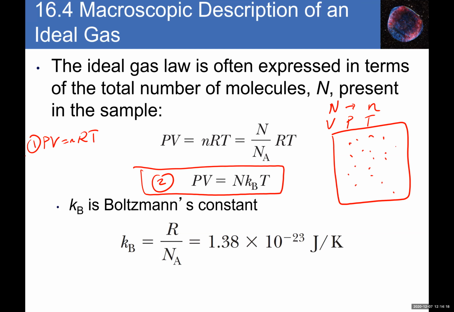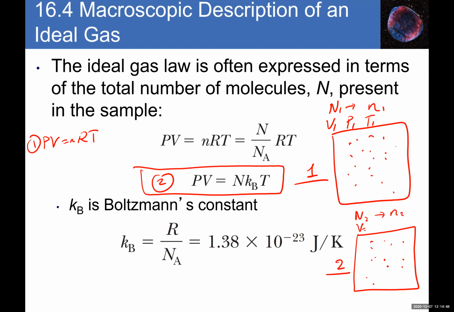I can also do this when I change my state. Let's say this is my initial state, where I have number of molecules 1, volume 1, pressure 1, temperature 1. Then I can change something. Here's my state 2. In state 2, some of the things are different, so I have N2, or number of moles 2. I might have a different volume, different pressure, and different temperature.